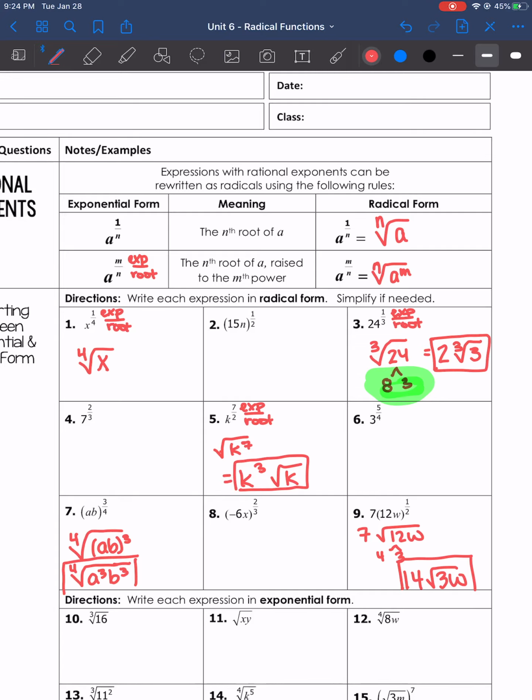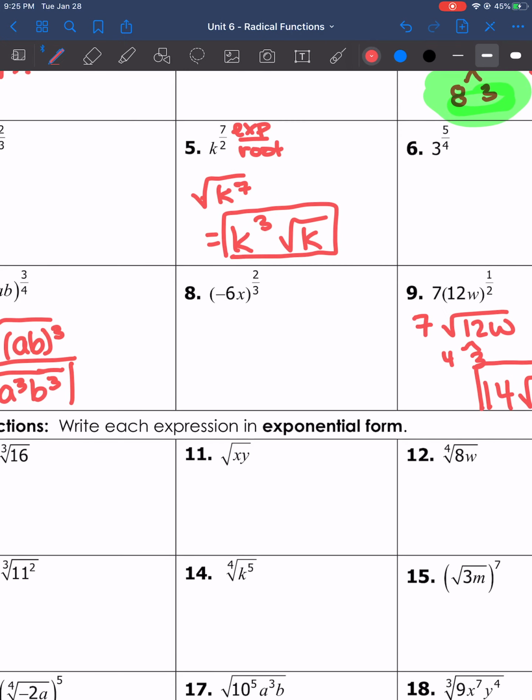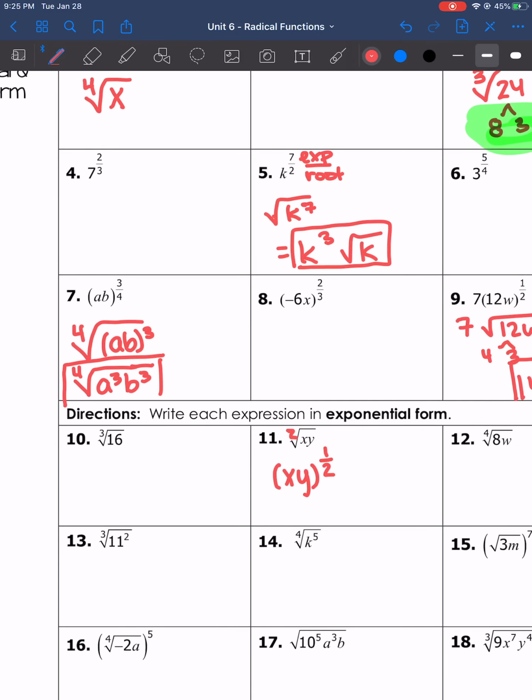And now we're going to go from radical form to exponential form. And just for continuity, we are going to stick with our odds. So 11 here, I have the square root of xy. So remember, there's an invisible 2 here. So I'm going to take xy, and it's just to the 1st power, so I'm going to take it to the 1/2. So xy to the 1/2. The cube root of 11 squared becomes 11 to the 2/3 power.